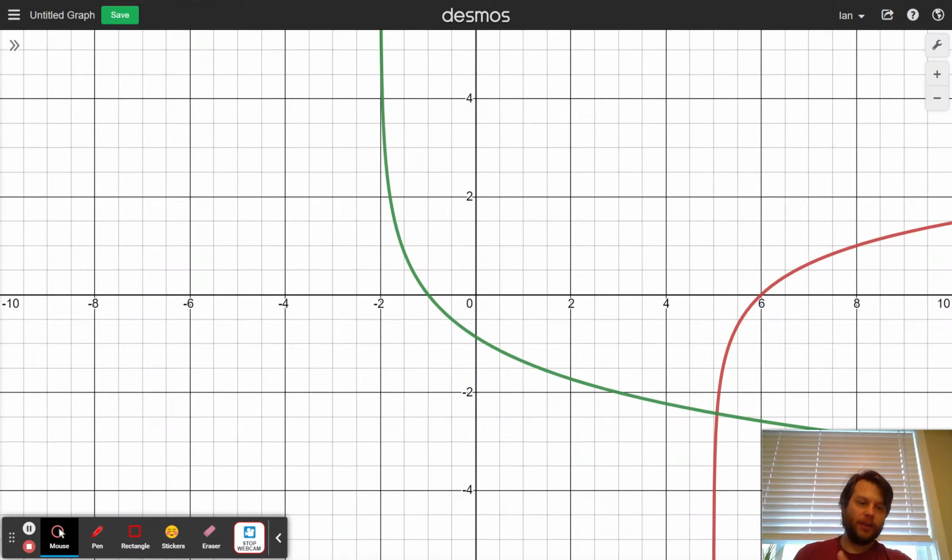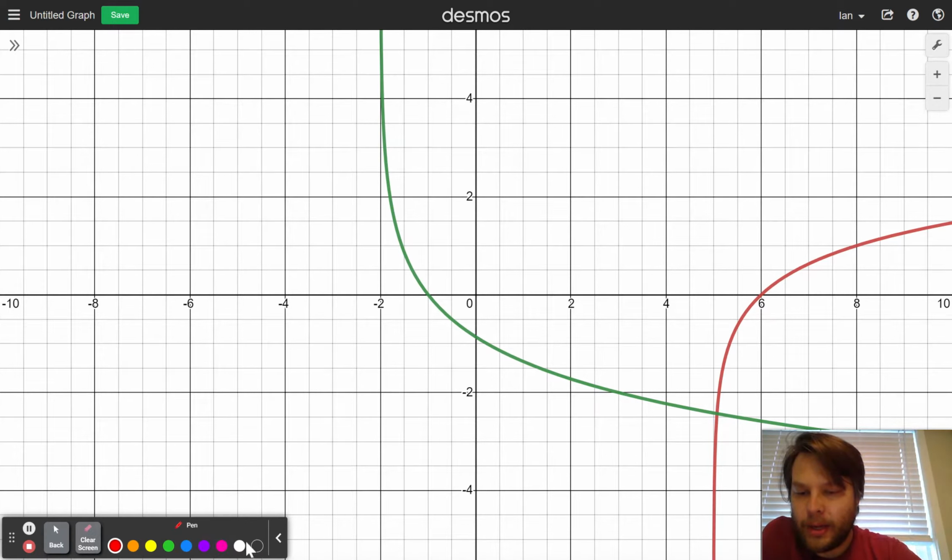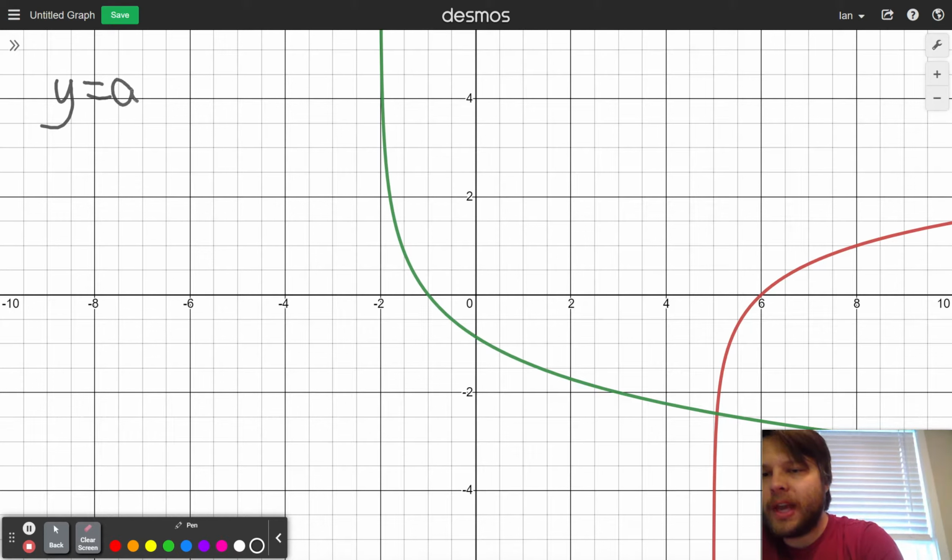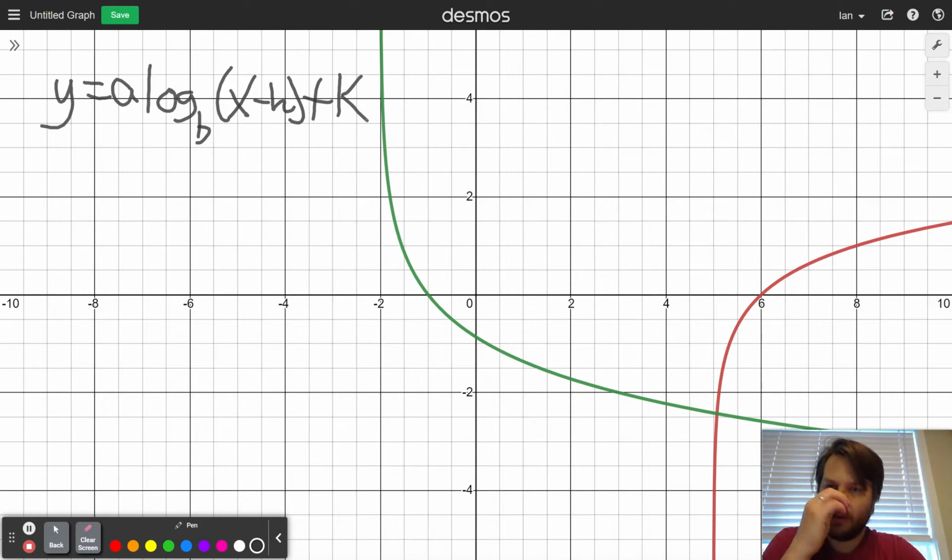So here, in the other video, I was showing you how to graph a logarithm by hand, but here I'm given the graphs and I'm trying to figure out the equations. And what I want to remind you of is our parent function, y equals a log base b of x minus h, plus k. And when we look at this, the a value, like in all of our functions, stretches it vertically and flips it over.